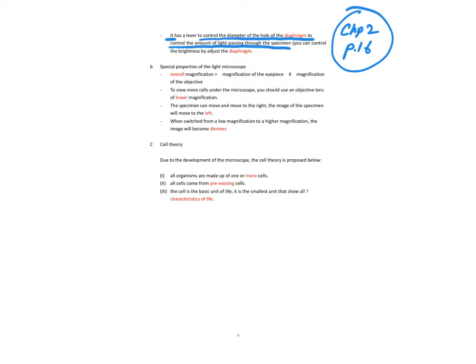There are a number of special properties of the light microscope. Magnification. This word represents how many times an image is larger than the object. The overall magnification of a light microscope depends on the objective and the eyepiece used. It can be calculated by: overall magnification equals magnification of the eyepiece times the magnification of the objective.